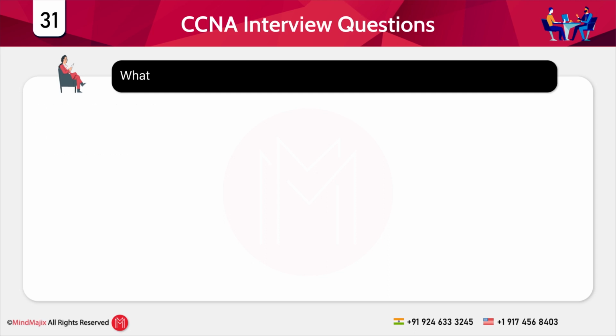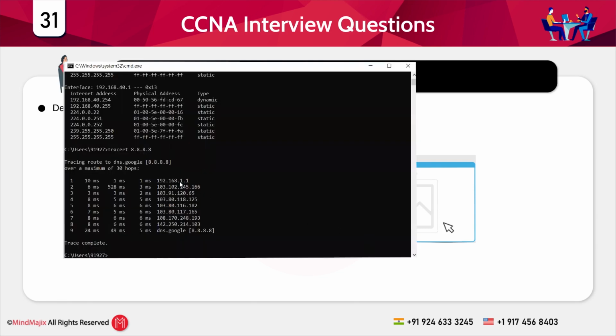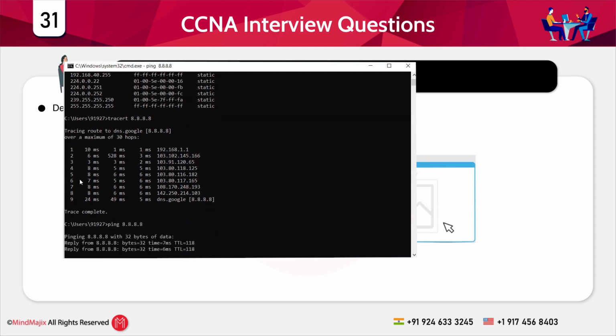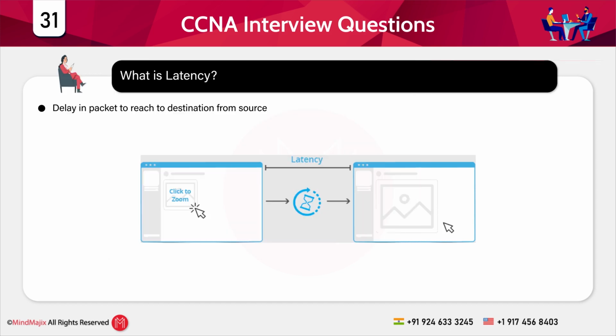Next important question is, what is latency? Let's find the answer for this. Latency is the delay for a packet to reach the destination, from source to destination. If I show you the delay here, this is the latency we have, like 1 millisecond, 10 millisecond. If I ping 8.8.8.8, this is the latency we have, 7 millisecond, 6 millisecond. So it is in milliseconds, which is acceptable. If it goes beyond the limit, like 400 or 500 milliseconds, we may face issues on certain applications like VoIP.